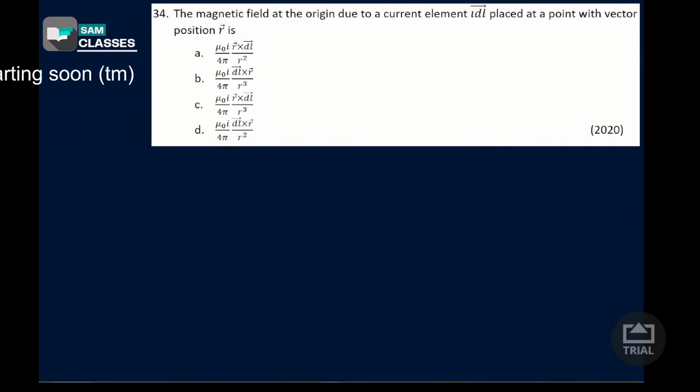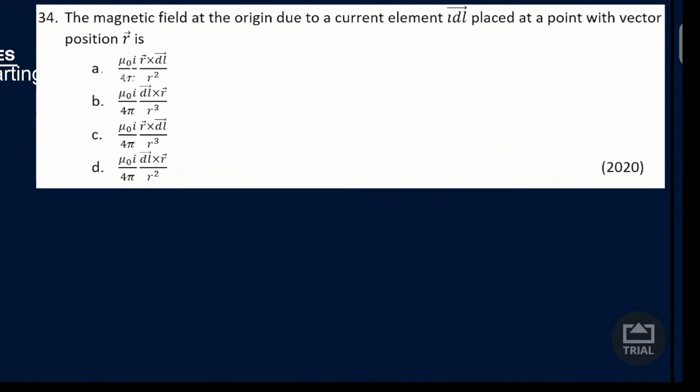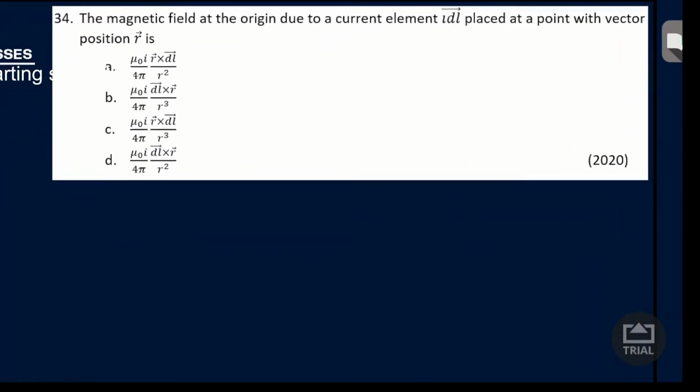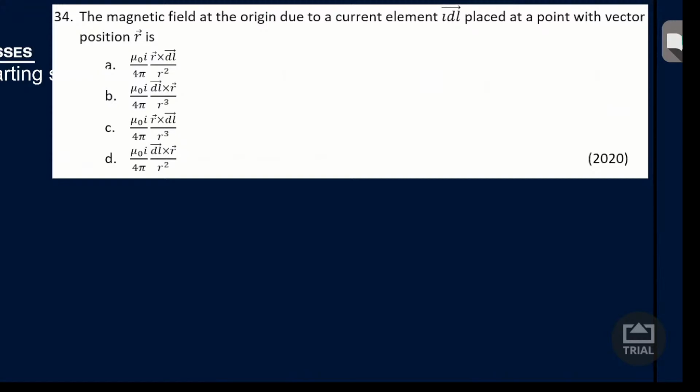The magnetic field at the origin due to a current element IDL placed at a point with the position vector. This is a direct formula. All okay? Okay. Chalo, this is a direct formula, kids. Do tell me the answer. Just vector form, nothing more than that. Come on, tell me fast the answer. Don't make me tell you. Nothing is there in this question, it is a direct formula.